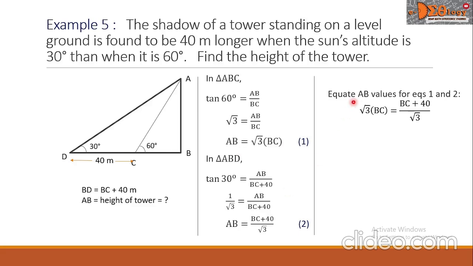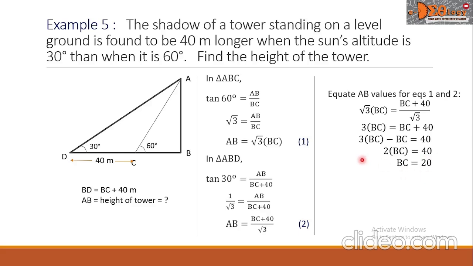And from here, we will equate AB values for equations 1 and 2. So it will be like this. Square root of 3 times BC equals BC plus 40 all over square root of 3. When we cross multiply, this square root of 3 multiplied by square root of 3 will be 3. So that will be 3 BC equals BC plus 40. This length BC we transpose to the left. So it becomes negative BC, and the left side becomes 2 BC. We divide the equation by 2, so the length of BC equals 20.